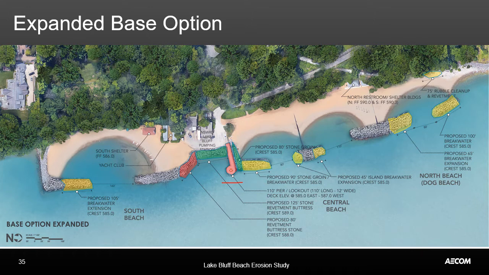The second aspect of the expanded base option is this pier structure in this area, shown in red. So instead of simply a stone buttress on the existing steel, there would be a concrete pier constructed in this area with a circular feature at its east end. There would be railings, fishing features. There would be relatively deep water out at the end of this pier, and the view is pretty much unobstructed in all directions.